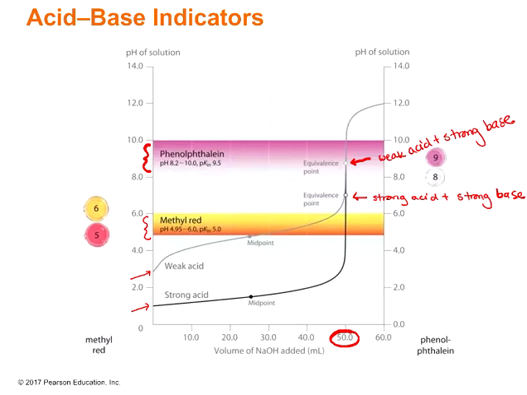And then methyl red doesn't really work for the titration of a weak acid with a strong base. It's going to change color a little too soon. So you can see that it's kind of changing color in this region, which we don't really want. So for the titration of a weak acid with a strong base, we probably want to use phenolphthalein.